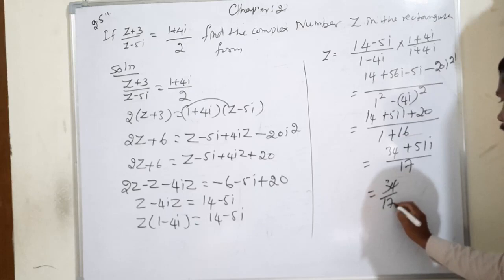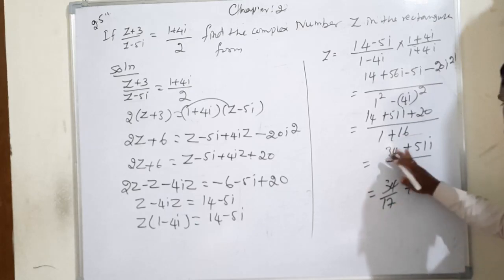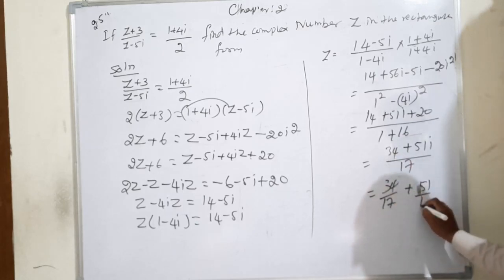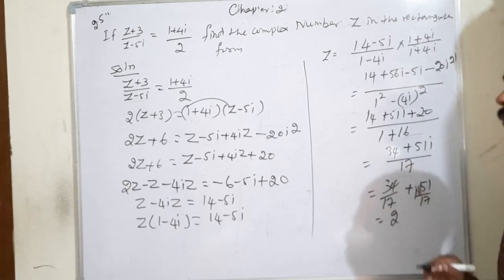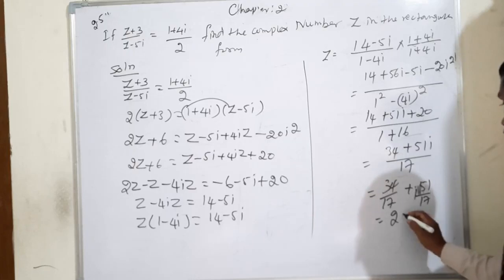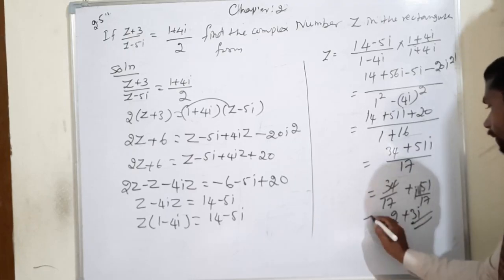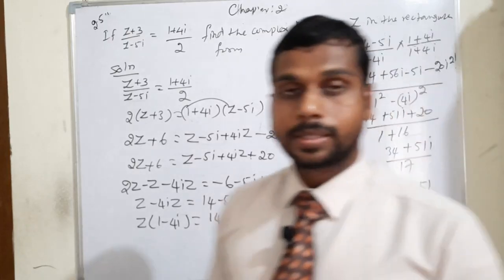So 34 divided by 17, plus 51 divided by 17. 34 divided by 17 means 2 times, 51 divided by 17 means 3 times. So plus 3i. So the final answer is z is equal to 2 plus 3i. That is our final term.